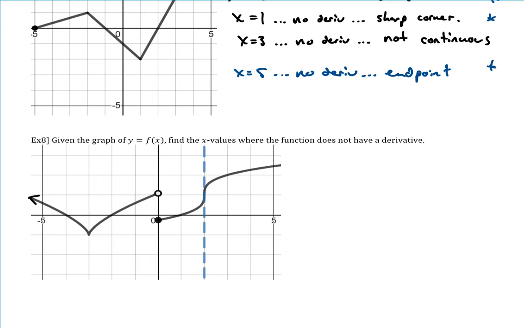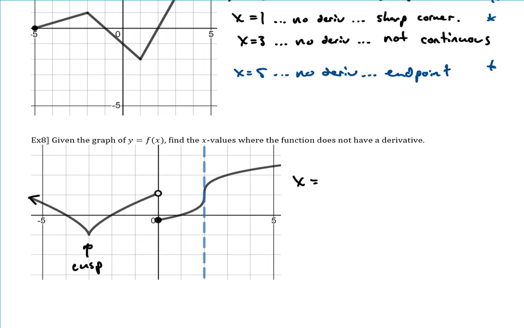And then all I'm looking for is, well, right here I have a sharp corner. So this is also called a cusp. So it comes in, so it's not just two straight line segments like above. It's got a little curve to it. But either way, I would say it's a sharp corner.